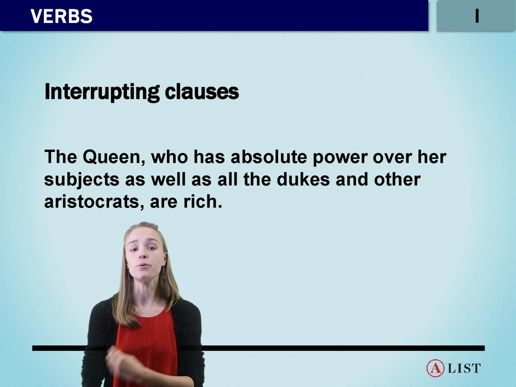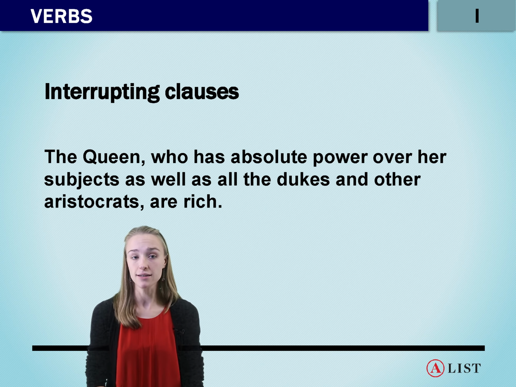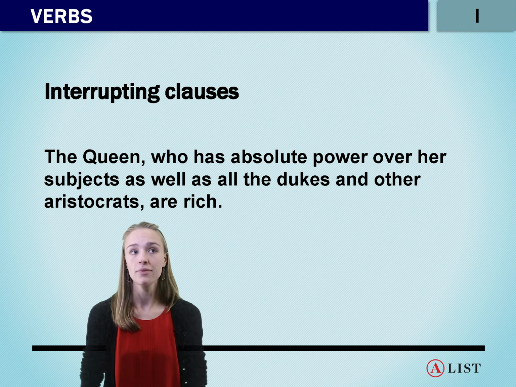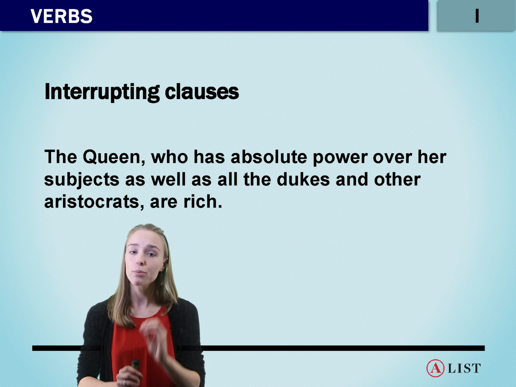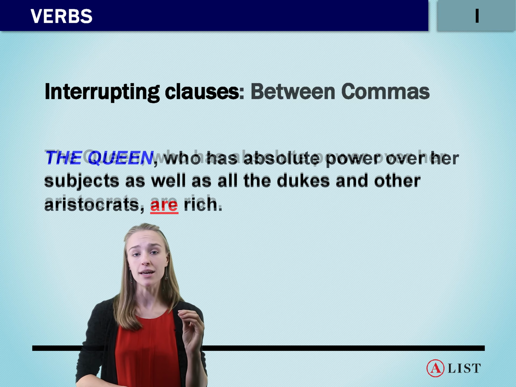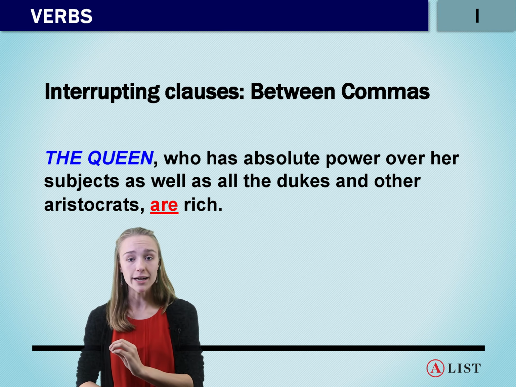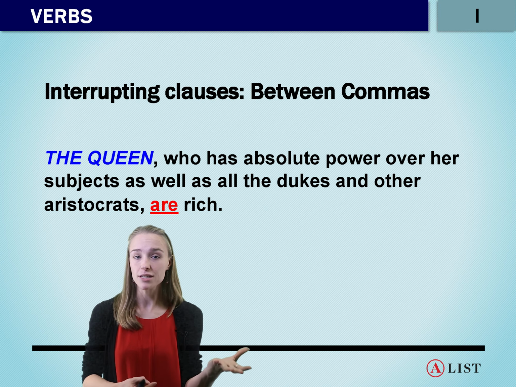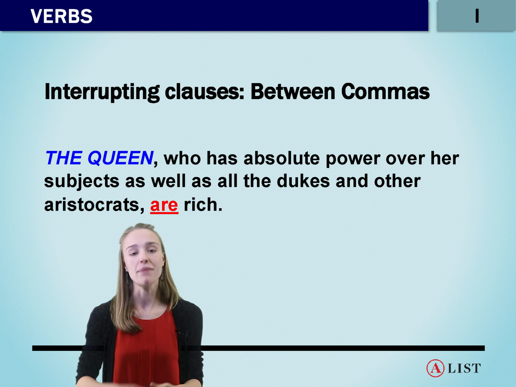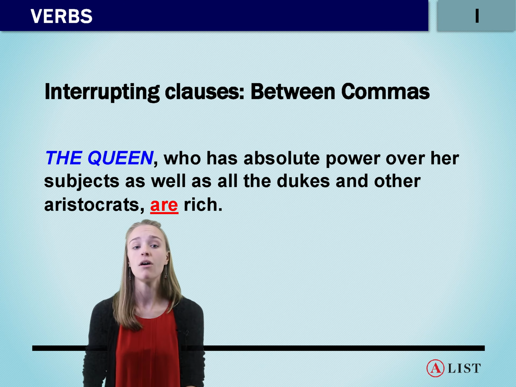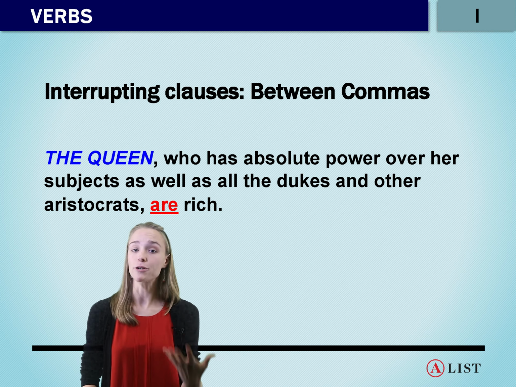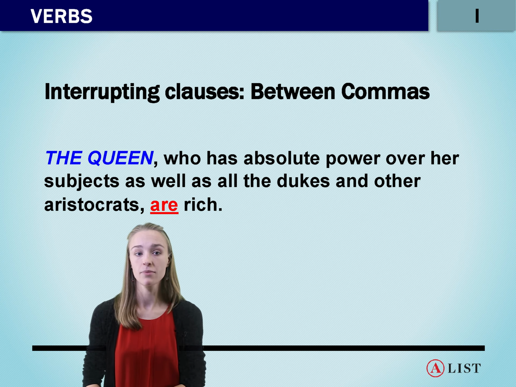So the queen, who has absolute power over her subjects, as well as all the dukes and other aristocrats, are rich. But once we pull out the core sentence, the queen and the verb are rich, we can see that our singular subject, the queen, should not be matched up with a plural verb, are. This allows us to really focus in on our subject and verb agreement.